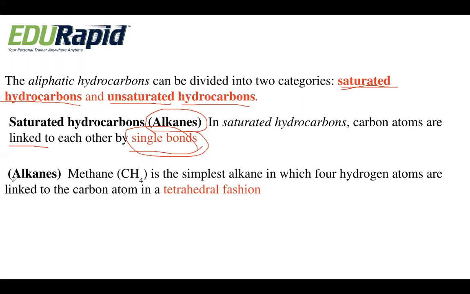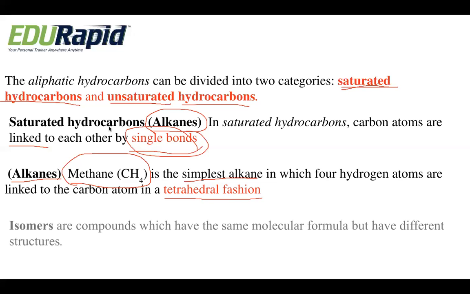The best example for an alkane is methane. Methane, formula CH4, is the simplest alkane, in which the four hydrogen atoms are linked to the carbon atom in a tetrahedral fashion, right? Tetrahedral in the sense that the carbon is linked to the four hydrogens with four single bonds. So it comes under saturated hydrocarbons. Methane is the simplest alkane.